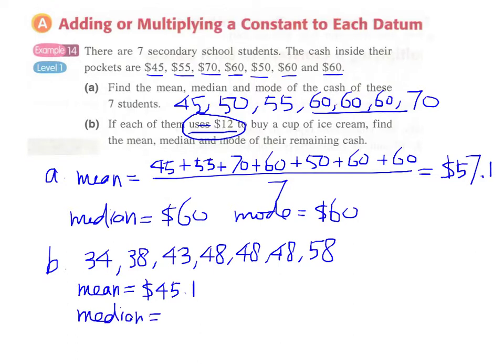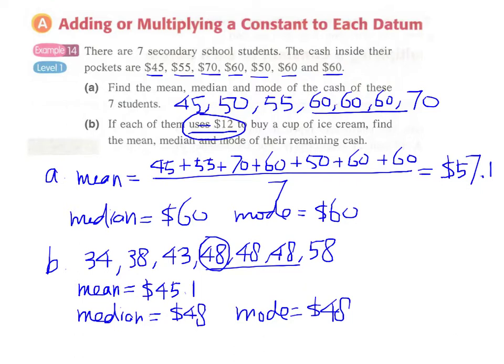The new median, of course, this is the middle one, $48. And again, if we compare the old median and the new median, it is also decreased by $12. And so did the mode. We have $48 too, because we have three $48 here. So decreasing a set of data by the same amount will cause the mean, median, and mode to be decreased by the same amount too.